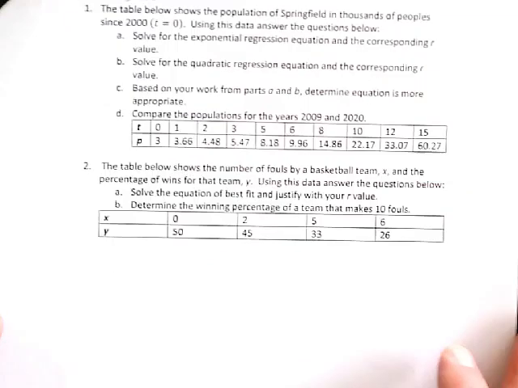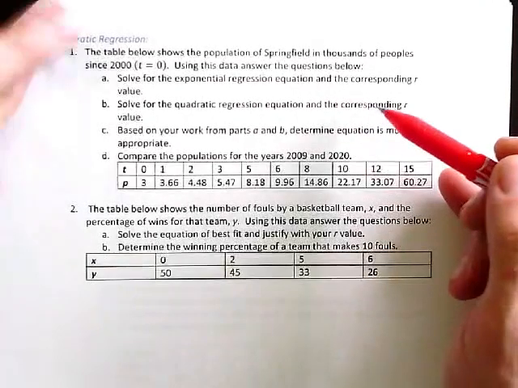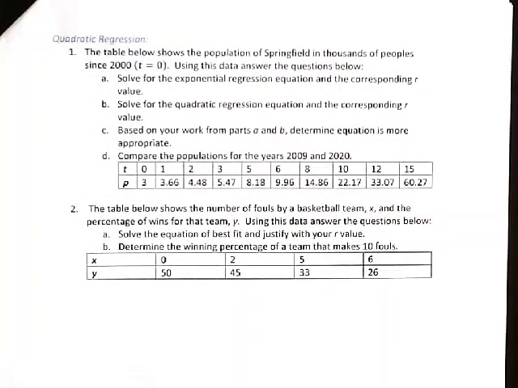Continuing on in this packet, next page, talk about quadratic regression. So here we're going to compare an exponential and a quadratic regression. All right. So again, go through. So what we're looking at here: the table shows the population of Springfield in thousands of people since 2000 when t equals 0. Use this data to answer the questions below.